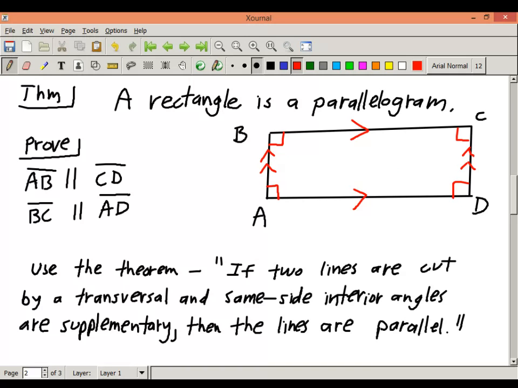Okay, so we started with a rectangle. We showed that the top and bottom sides are parallel and the left and right sides are parallel, so that makes it a parallelogram. So now it has all the properties of a parallelogram.